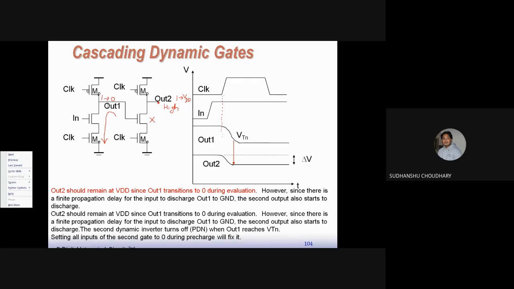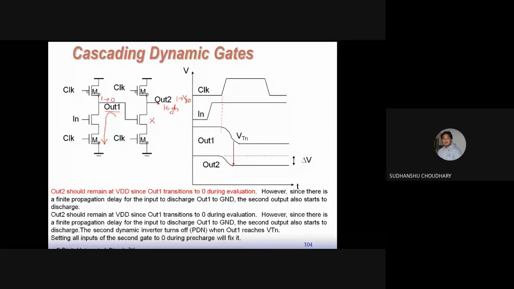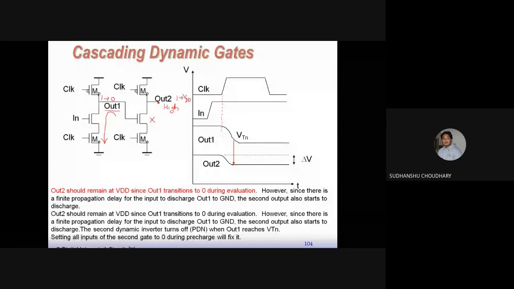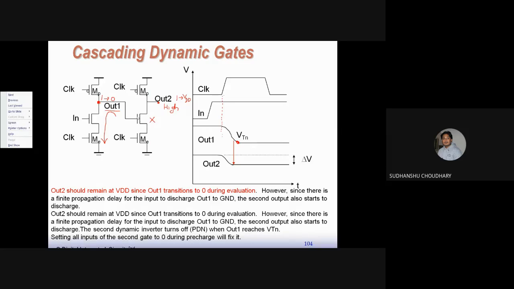Now when out 1 reaches VTN, at that moment this transistor shuts off. Otherwise, earlier on, it was on because out 1 was at high voltage. Now when out 1 reaches VTN, that is this point, let us say out 1 reaches VTN, this transistor turns off.